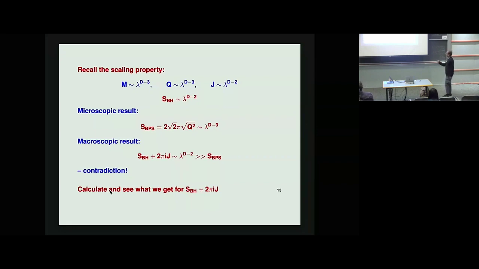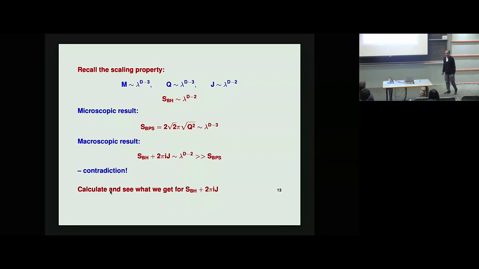So if you now compare, on the microscopic side, we see that S_BPS goes as lambda to the d minus 3, because it's the square root of q squared. On the other hand, on the macroscopic side, the Bekenstein-Hawking entropy scales as lambda to the d minus 2, and J scales as lambda to the d minus 2. So naively we would expect that this sum will be of order lambda to the d minus 2, and it's certainly much larger than S_BPS. So that seems to be a contradiction.